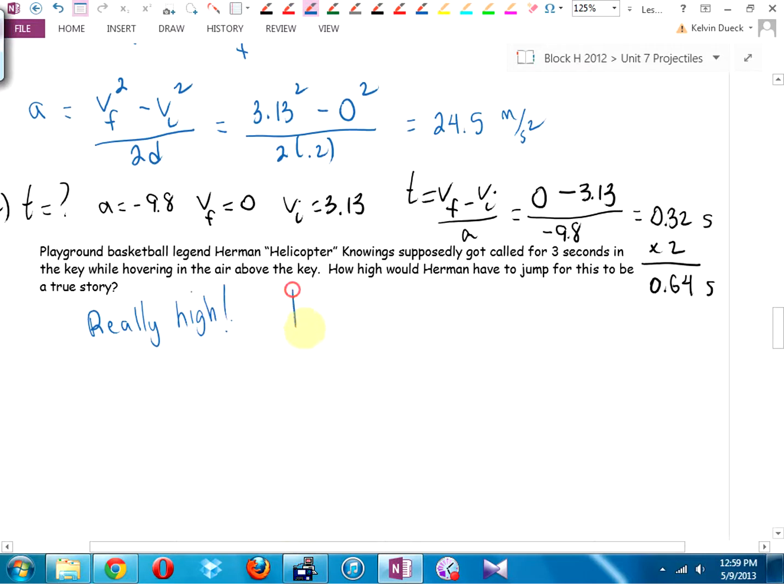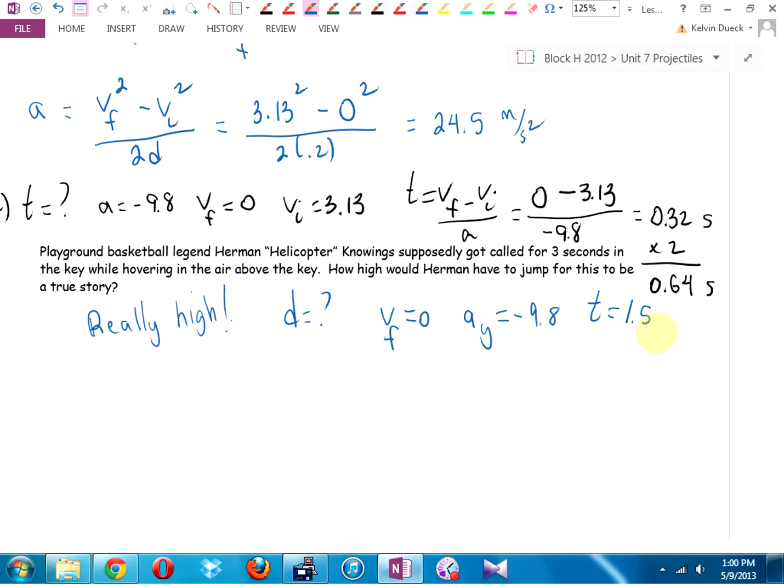You know VF is 0. You know A equals negative 9.8. And you want time to be 1.5 because you want it to be on the way up. Because 3 in the key means on the way up and on the way down, so I'll just look at the way up. Have I got an equation that has V final, A, T, and D in it? Nope.